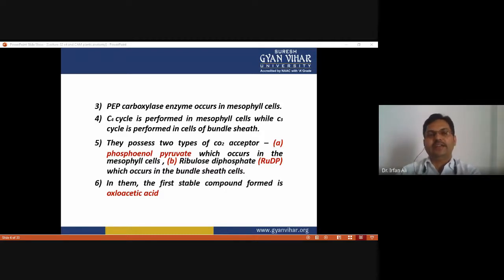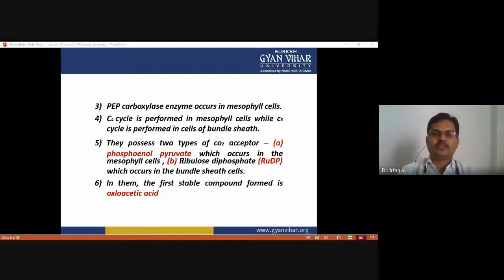The C4 cycle is performed in the mesophyll cell, while the C3 cycle is performed in the bundle sheath cell. This is a difference because the actual Calvin cycle is carried out in the bundle sheath cell. And the first step, where the carbon dioxide is fixed, is during the Hatch and Slack cycle. That's why it is called the Hatch and Slack cycle, because it was discovered by the scientists Hatch and Slack.